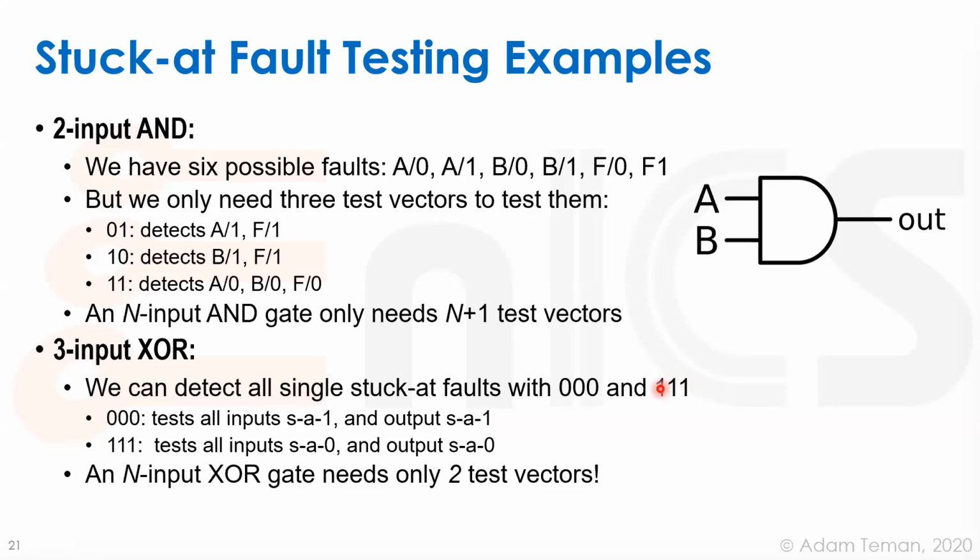Same thing with 1, 1, 1. We're supposed to get 1 at the output. So if we know we have 1 at the output, we're not stuck at 0 at the output. And we know that this isn't stuck at 0, or this isn't stuck at 0, or this isn't stuck at 0. So that's actually pretty cool.